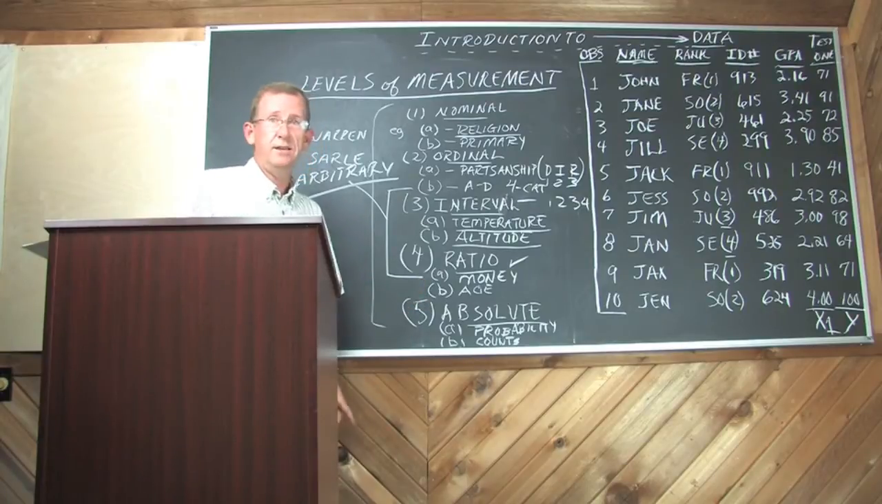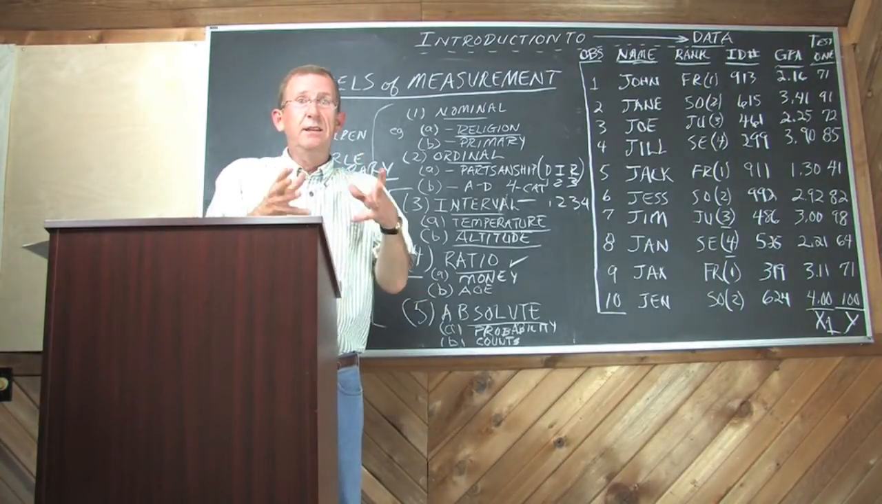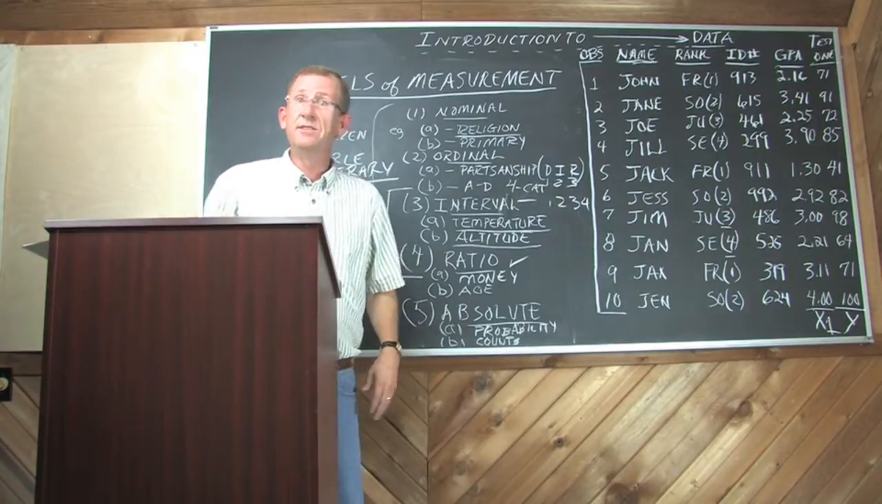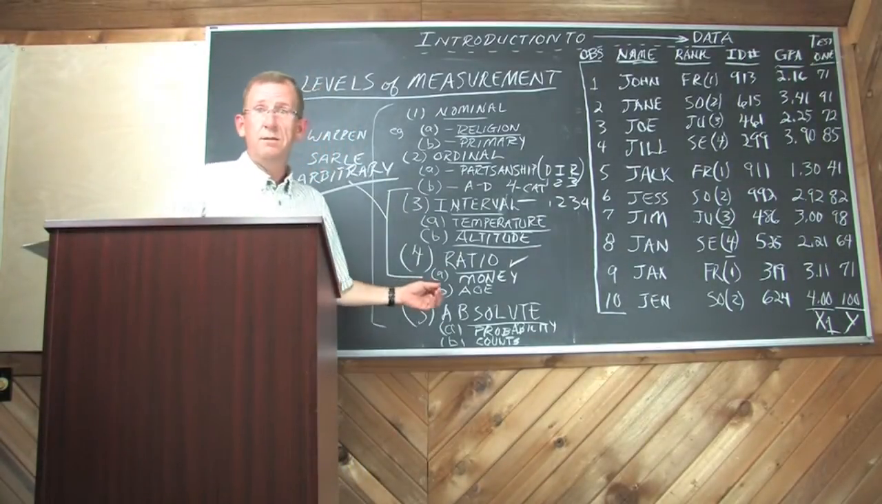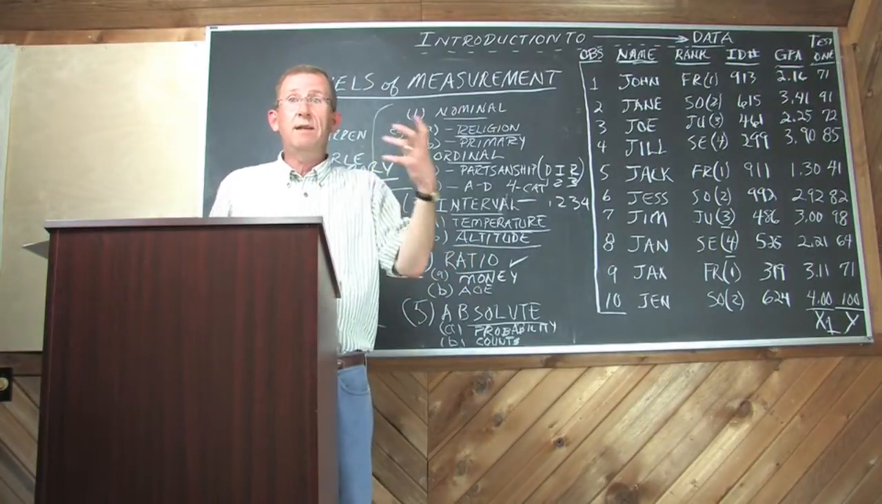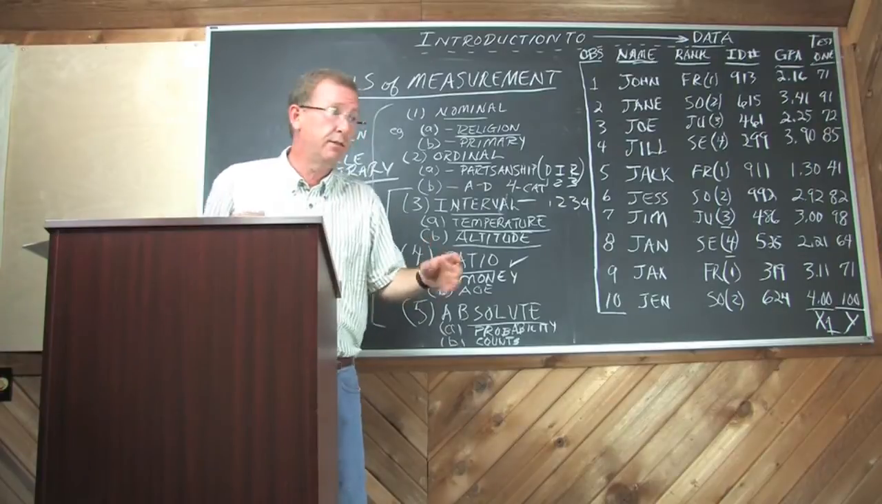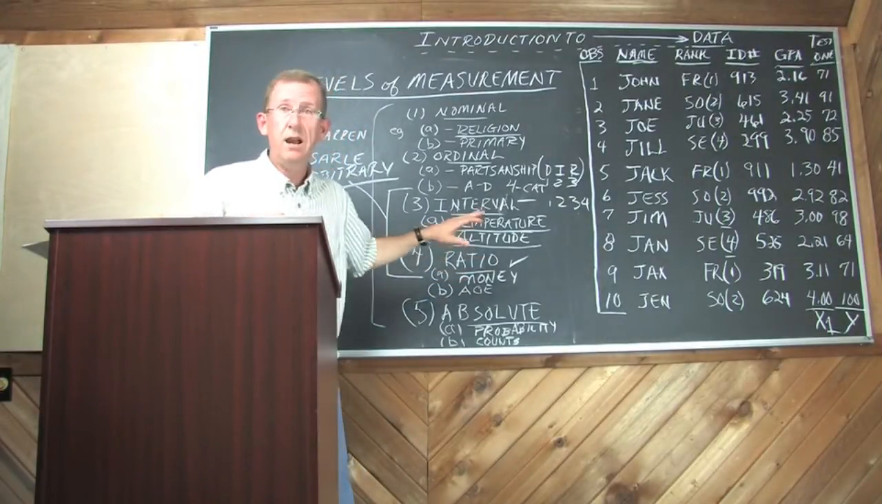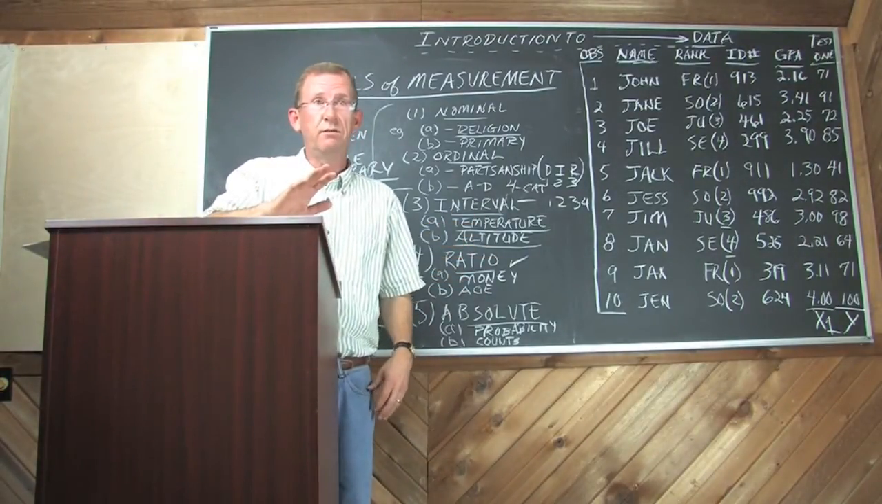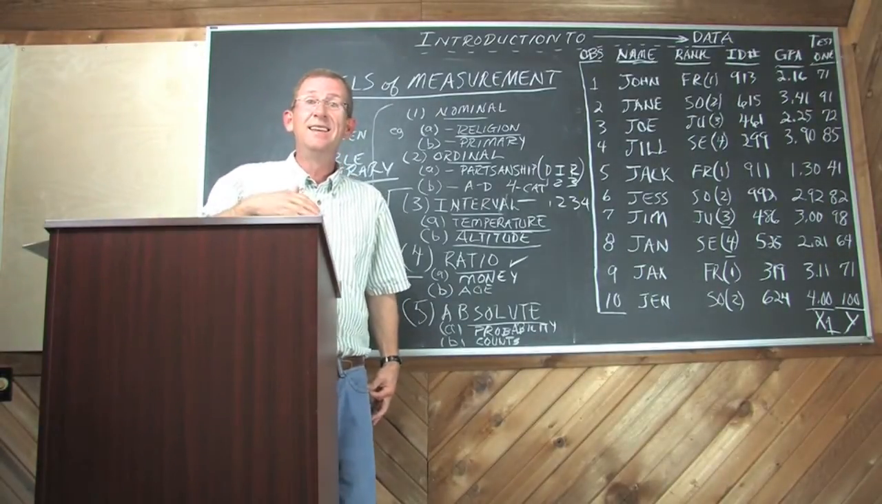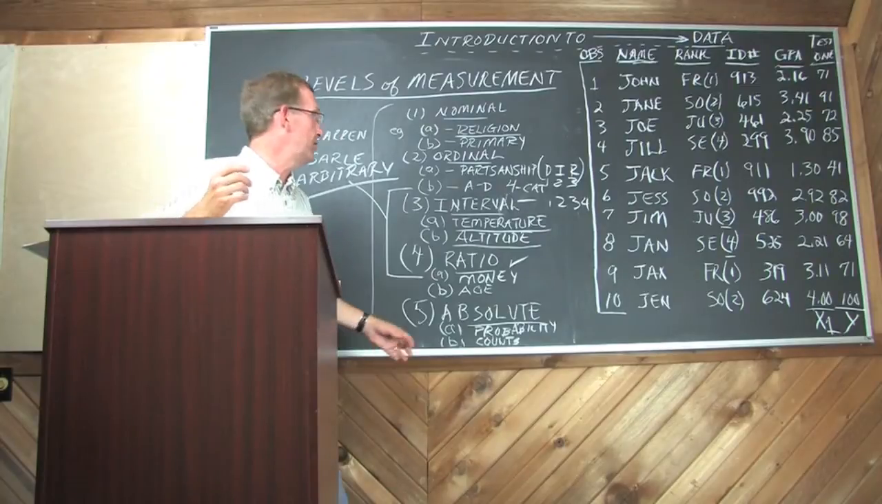So I use money and age. Zero means something on age. It means you're not, there is no you. Zero means something with respect to money. It means the absolute lack of it. So these are ratio level scales because they fit all of the characteristics that are associated with interval level scales, and they also have absolute zeros that reflect the lack of what it is that you're trying to measure.